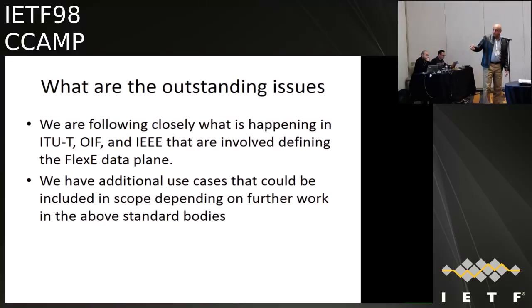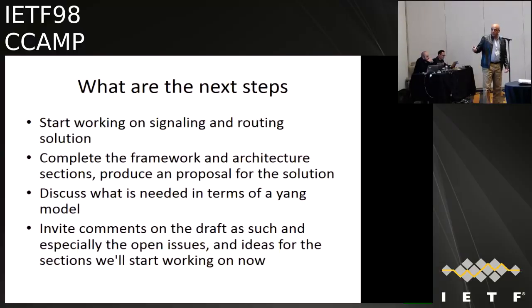So that's where we are. We are following what's happening in other SDOs and the new use cases that are coming up, and we're keeping an eye on those. What are the next steps? The next step is really to start focusing on the solution and, by the next IETF, hopefully come up with a converged consensus routing and signaling solution, complete the architecture framework document, and start maybe discussing the YANG models and get feedback. Any questions, comments? There is going to be a separate discussion later on.